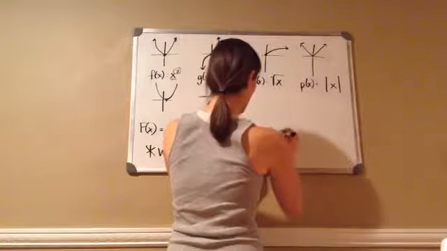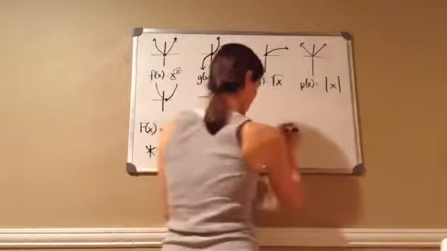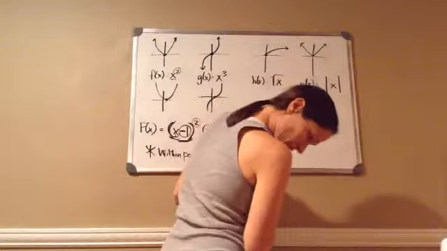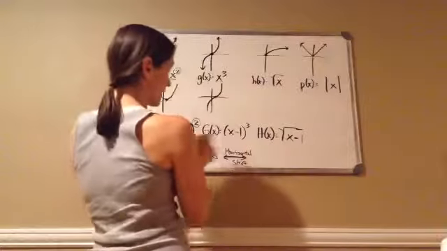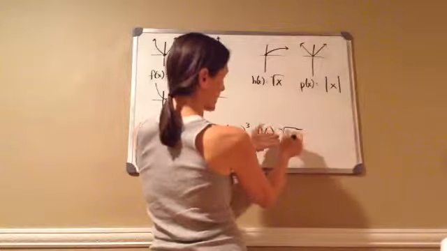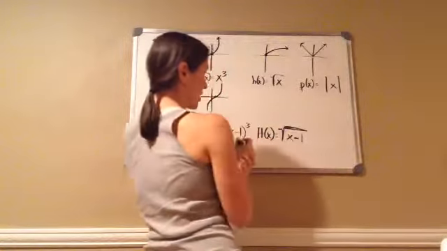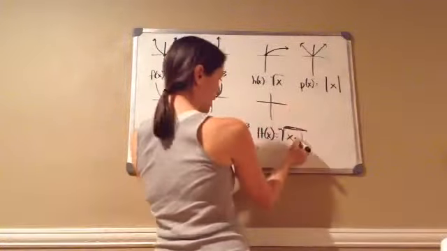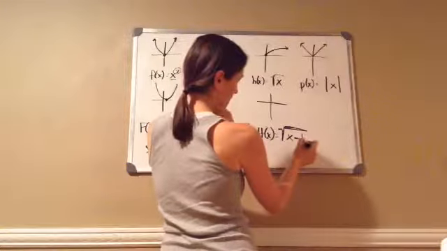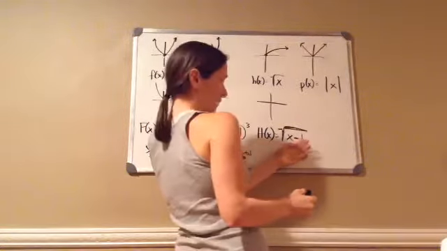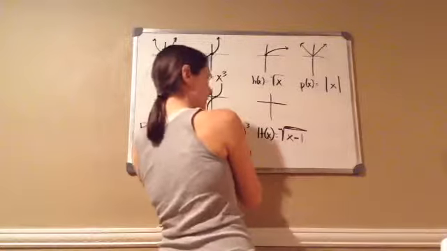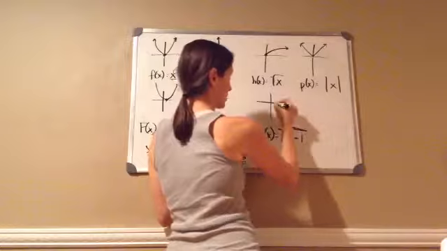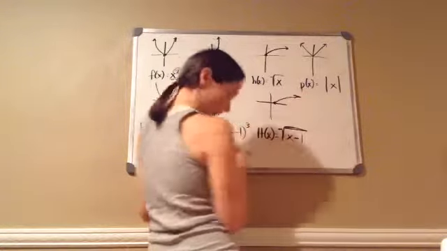Let's do this one. h of x equals the square root of x minus 1. Again, this minus 1 is inside of this square root, so it's going to be a horizontal shift. So here we go. And again, you would think, since this is -1, it would be to the left, negative, but it's actually opposite, so we're going to the right. And so we're going to start there and go like that.